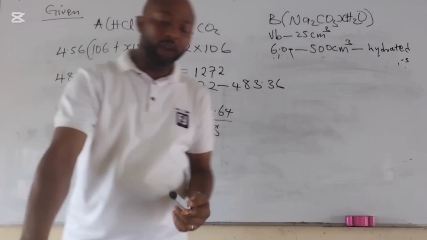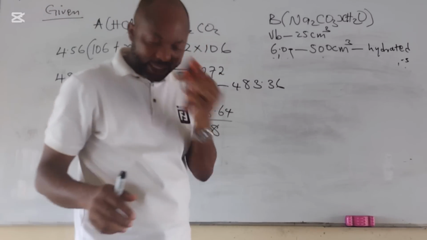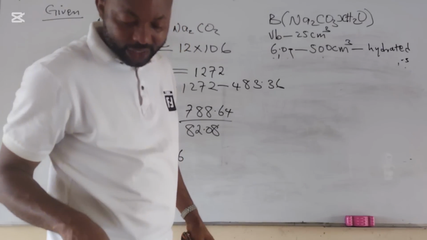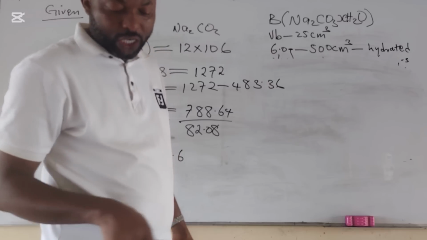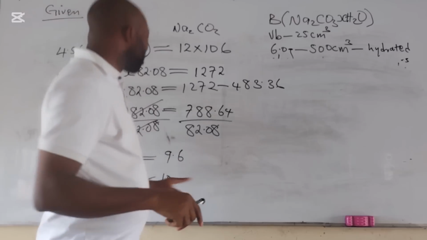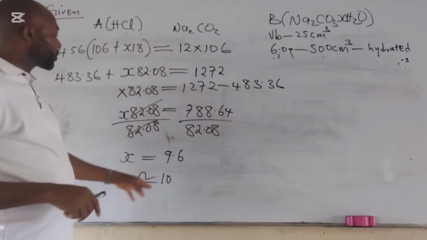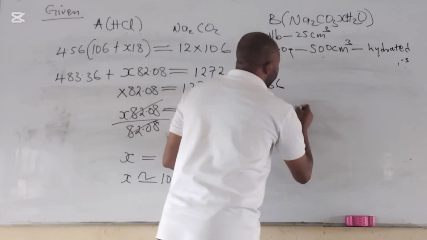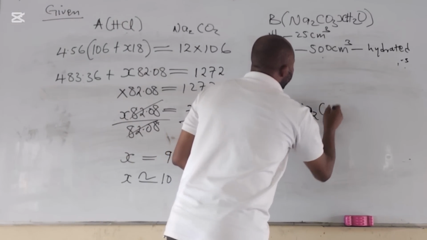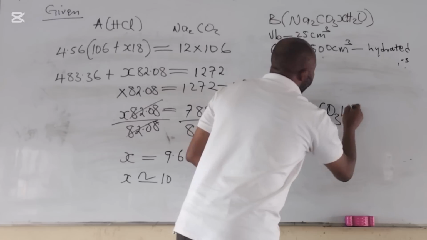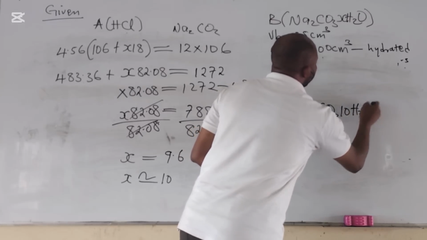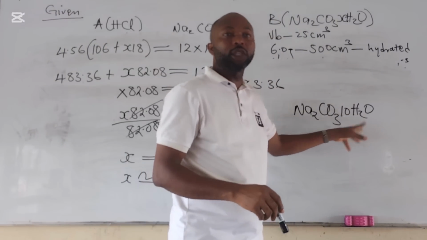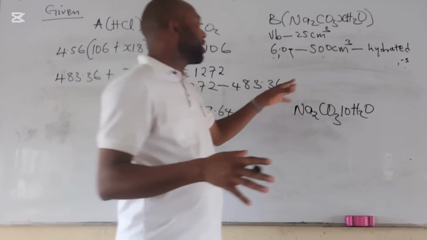So we've been able to get the number of moles of water of crystallization. What did they say? They say the value of x, which we have gotten, and hence the percentage of water of crystallization in sample B. So we've gotten the value of x. Now, if we substitute this into the formula, we're going to have Na2CO3.10H2O. This is sodium carbonate decahydrate because the number of moles of water of crystallization is 10.